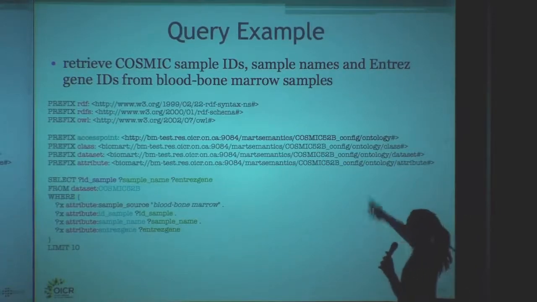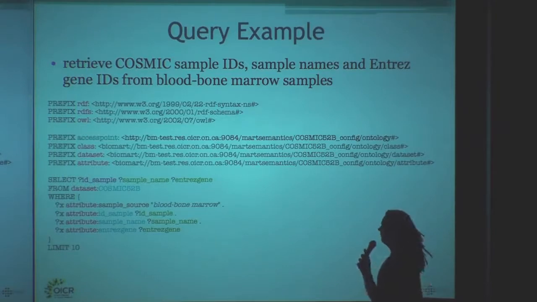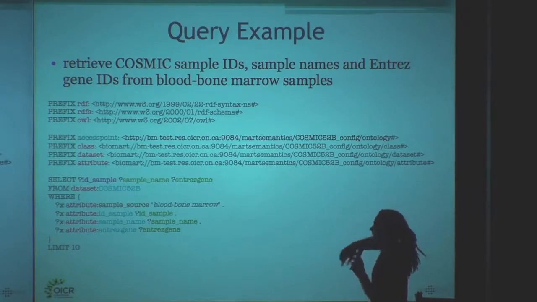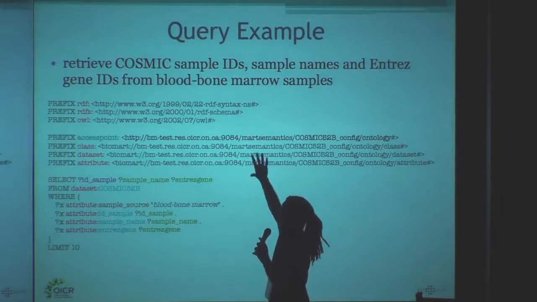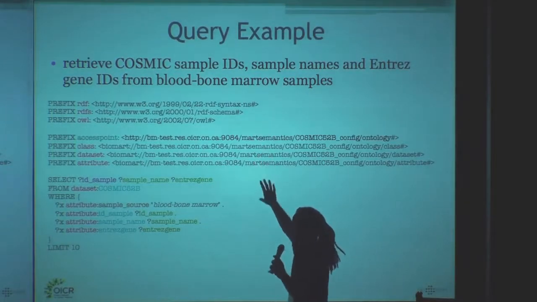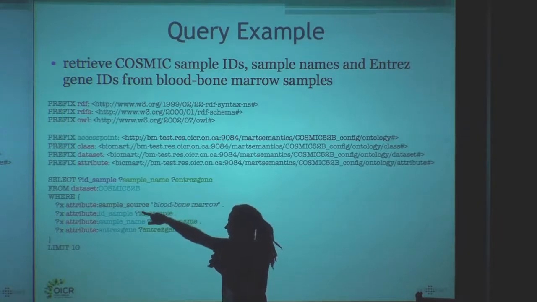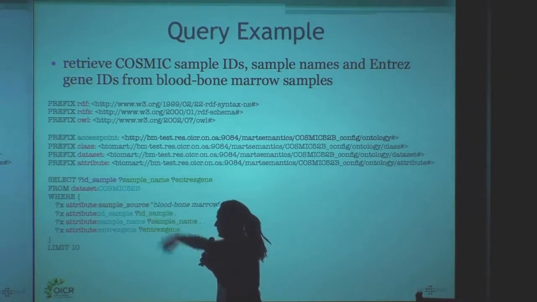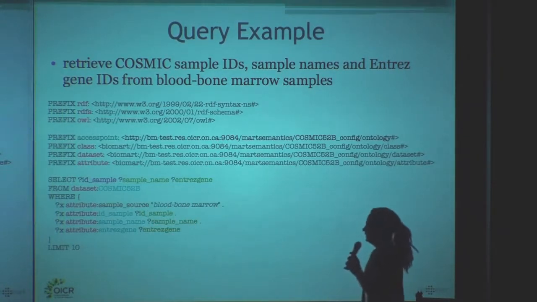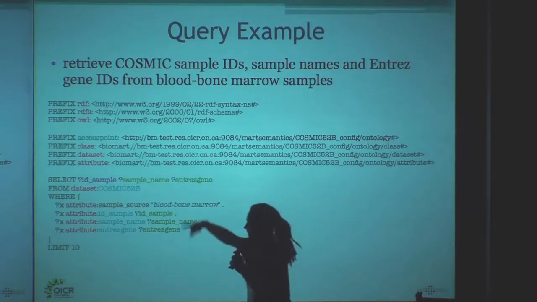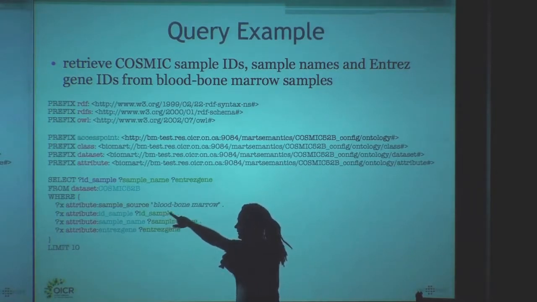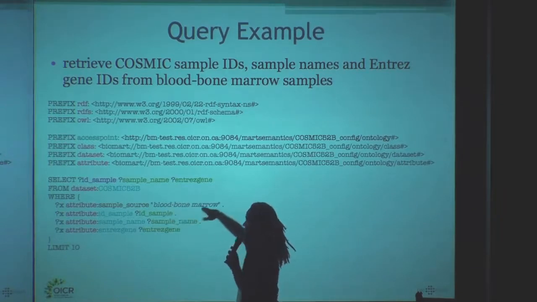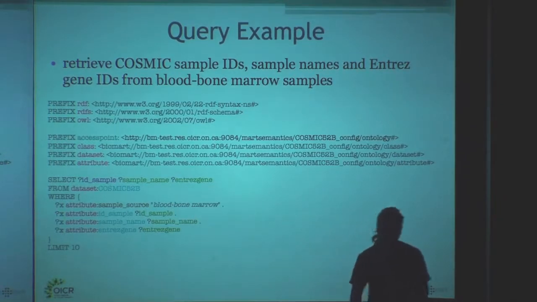A query looks like this, which you probably know. Here it says, give me all cosmic sample IDs, sample names, oncogene IDs, from the blood bone marrow samples. Here you have a small header, which has to be pretty much always the same. Then you select, you say, where do you want it from? Well, you want it from the cosmic data set, and then you give the attributes here, and you say, the filter here is blood bone marrow, which should apply to sample source.